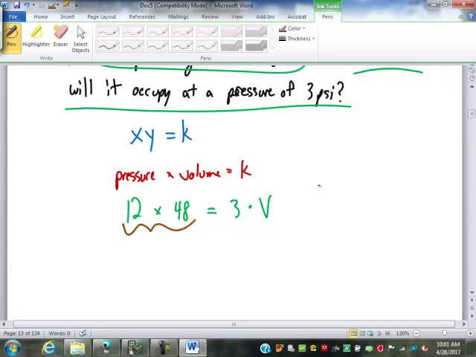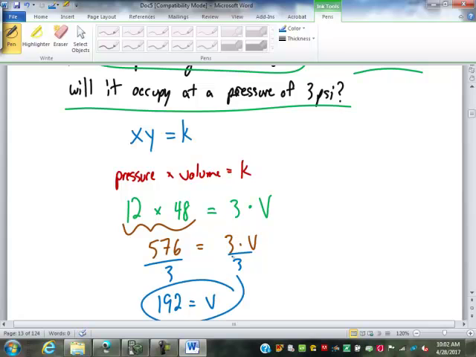And now it's a matter of solving this. 12 times 48 is 576 equals 3 times V. We solve by dividing by 3. We get 192 equals our volume. Of course, that would be cubic inches because our other units were cubic inches.